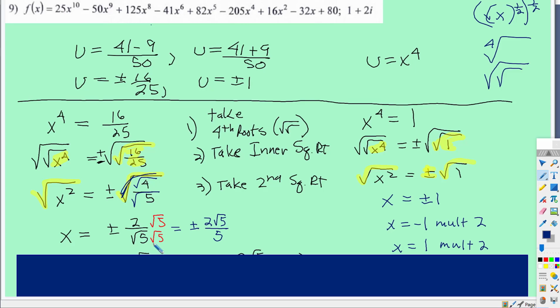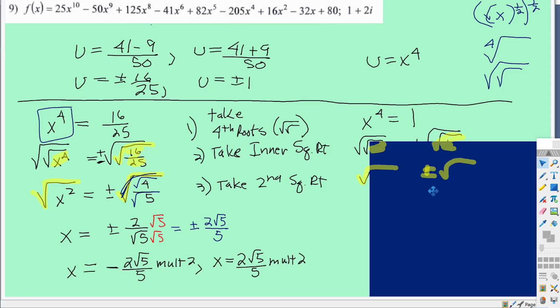And then we can't leave a radical in the denominator, so we multiply top and bottom by root 5. So we get positive negative 2 root 5 over 5. But remember, this started off as x to the 4th, so there's going to be 4 of these. There's going to be 2 of the positive, 2 of the negative. So we have negative 2 root 5 over 5 with a multiplicity of 2. We have positive 2 root 5 over 5 with a multiplicity of 2.